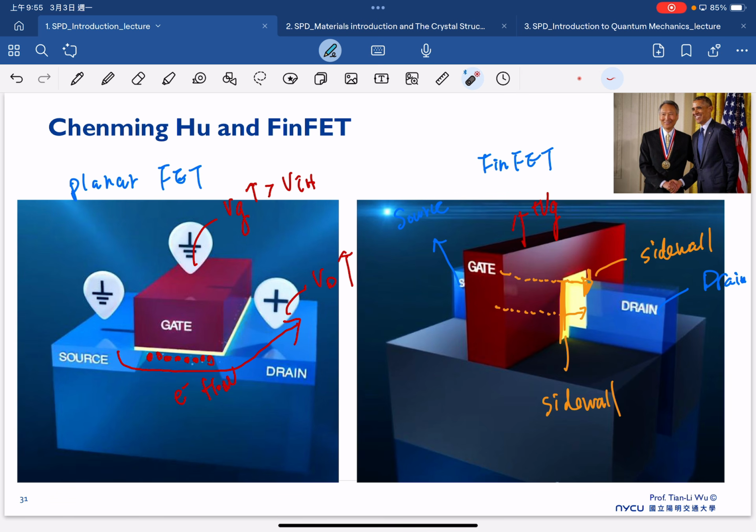Sometimes FinFET will also be combined with SOI. You can see we still face the issue that the gate cannot control the bottom channel. So one possibility is to combine it with silicon on insulator. If we also put an insulator at this place, then we can eliminate the substrate leak current. So this is the idea for FinFET.